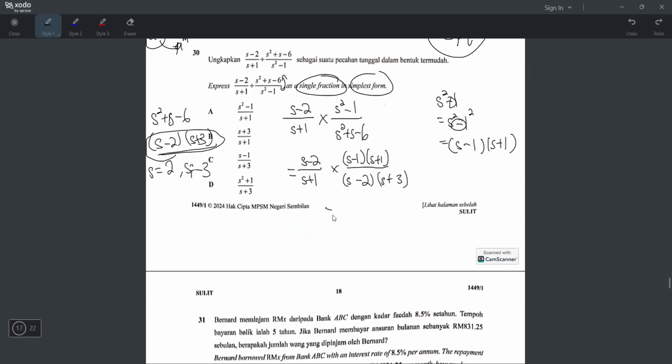Okay, so now after you factorize everything, now you can cancel. You can cut. Because this one is fraction times fraction, it means you will take top times top, bottom times bottom. And if top and bottom are the same, you can cut, right? And then the S plus 1 also can cut. So the answer will be S minus 1 over S plus 3. So C is your answer. Okay, so that's all.